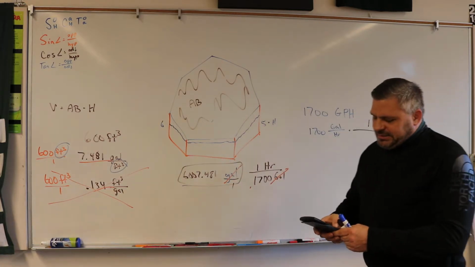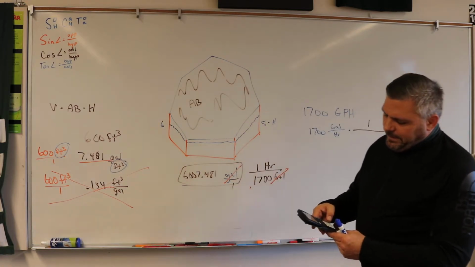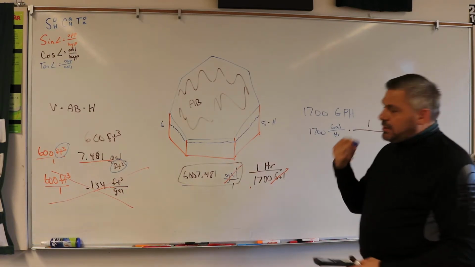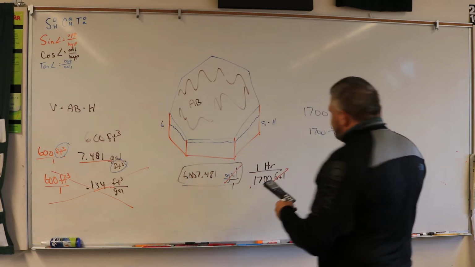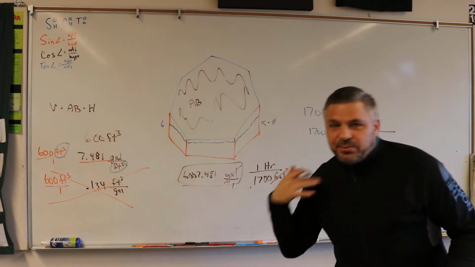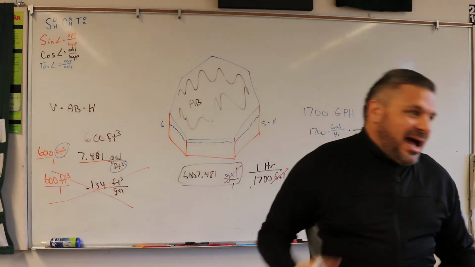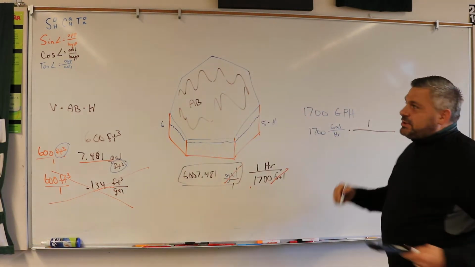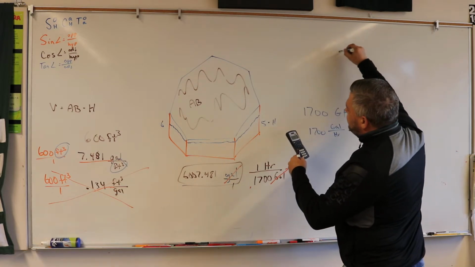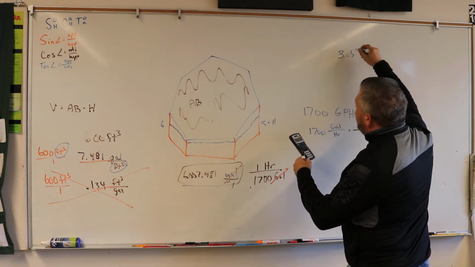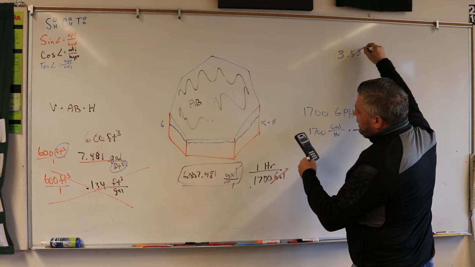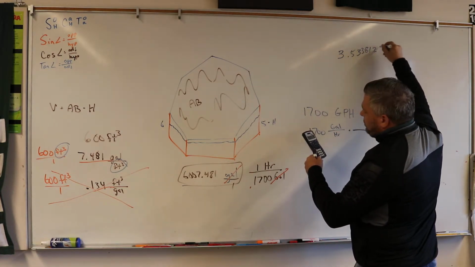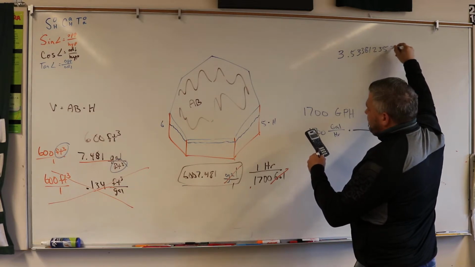Divided by 1,700. It takes 3 hours. Now check it. Alright, ready? So we got 3.5338123 5 3.